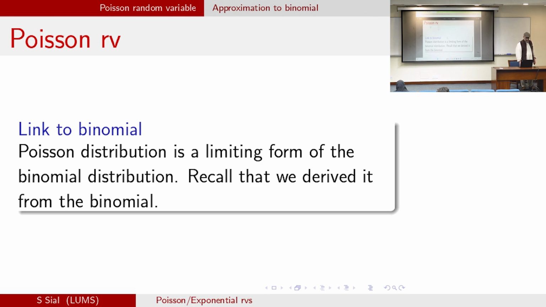Remember when we started, we were making approximations. We started with a binomial random variable, so we were making all of this as an approximation to the binomial random variable. So these two are linked in this way. Are there any questions? Now we go on to another random variable, which is called the exponential random variable, and these two are very tightly linked with each other.